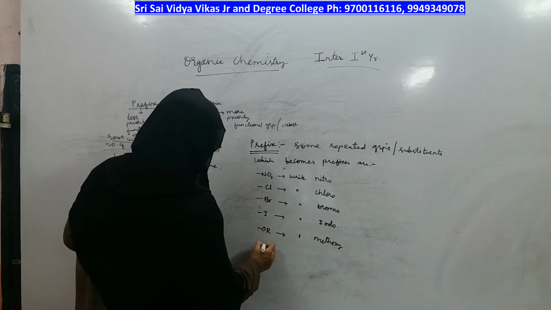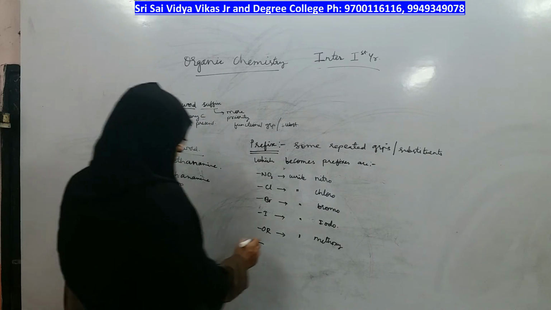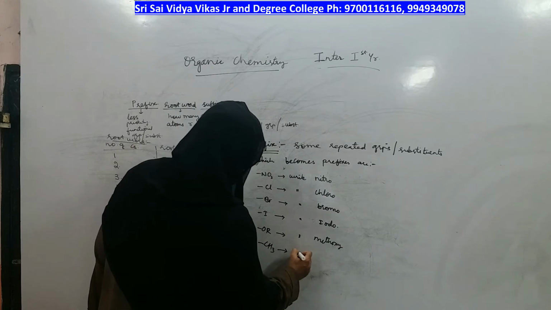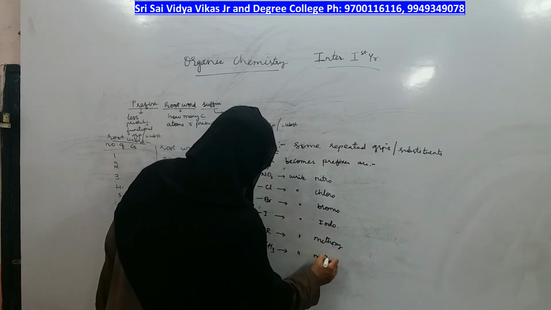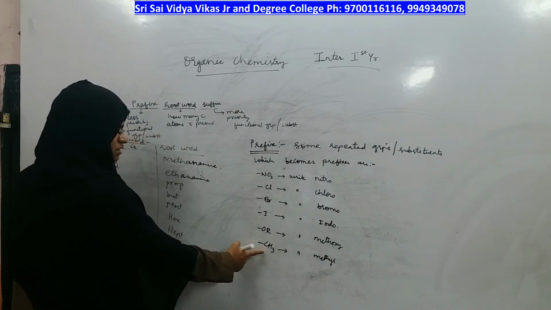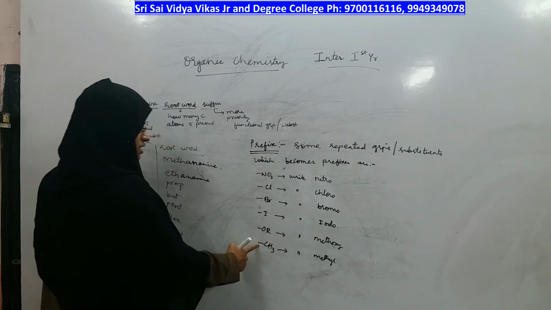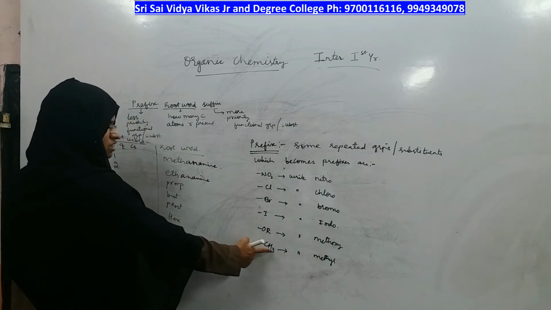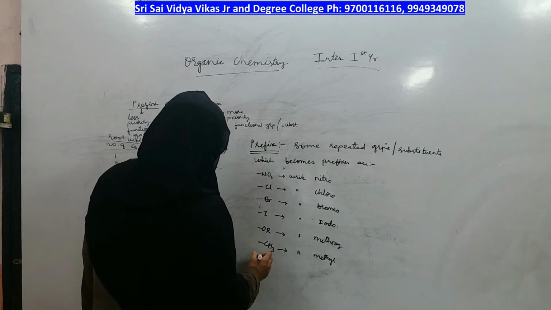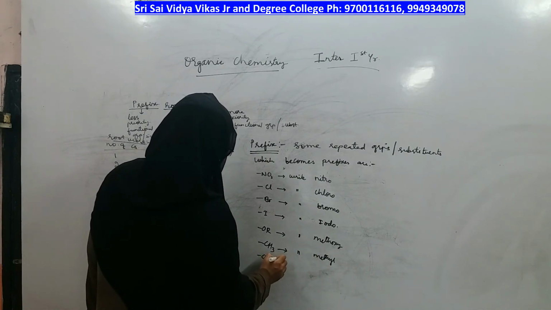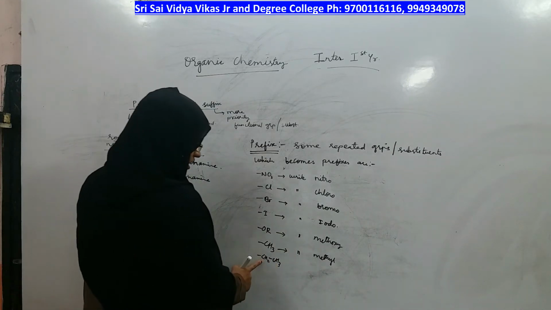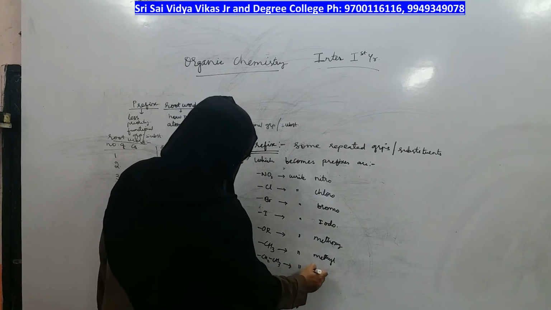Yes. Same way, if you get methyl, CH3, you should write methyl. In this group, one hydrogen is less, so it should not be written as methane, it should be written as methyl. Methane means CH4, but here one hydrogen is less, so the prefix should be methyl. Same way, CH2, CH3, one carbon less. CH3 means ethane, but one hydrogen less means what you should write? Ethyl.